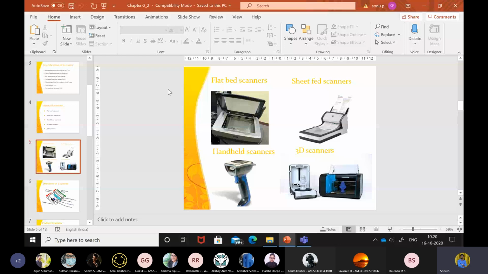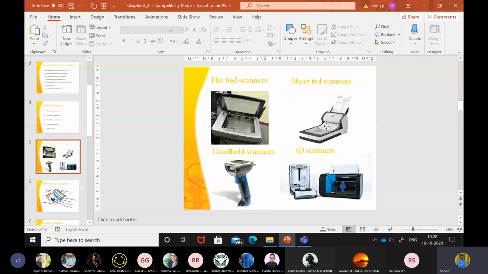And sheet fed scanners are mostly used in industry, where a large sheet of paper is fed into the scanner. In this image itself, it is showing that. So it is very fast compared to other types of scanners. In other types of scanners, we need to manually place documents one by one into the flatbed scanner. With sheet fed scanners, if a large sheet of document is there, we can just put it there. It will automatically rotate and get it done.